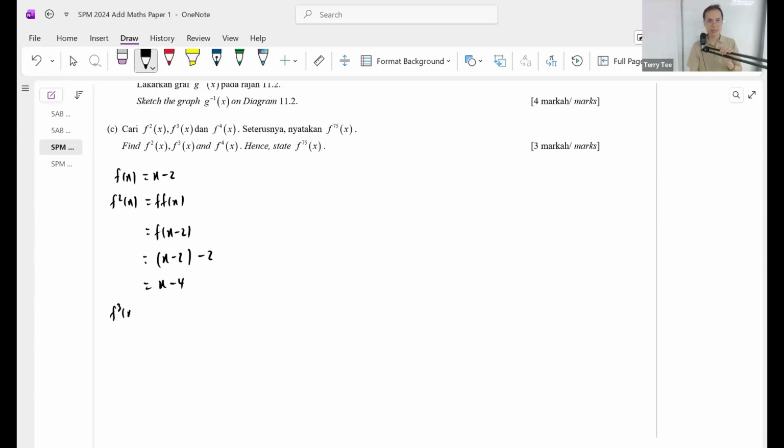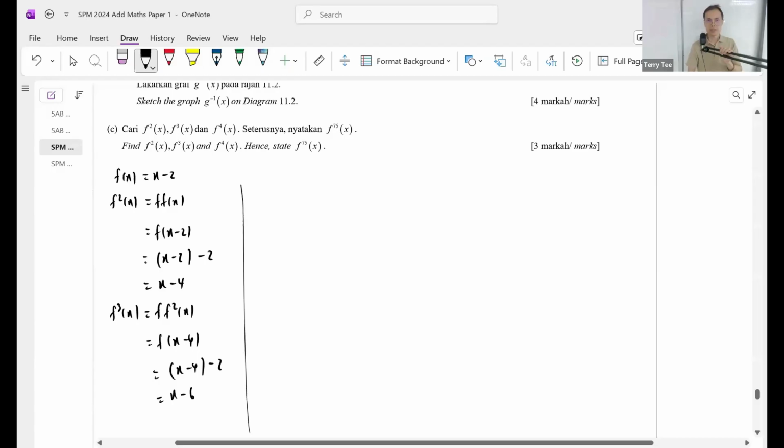Then let's do f^3(x). Let me write f^2(x). That is, I'm putting x minus 4. f^2(x) is x minus 4 inside your f(x). So f(x) is bracket minus 2. There's a minus 4 here. This becomes minus 6. Let's do f^4(x). I can do f^3(f(x)). You can even do f(f^3), doesn't matter. So f^3 is x minus 6. Sub inside, you get x minus 6 minus 2. That gives us x minus 8.